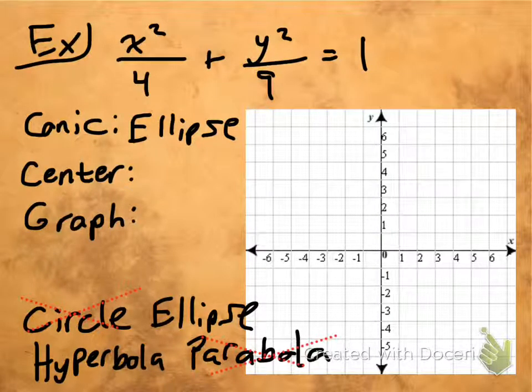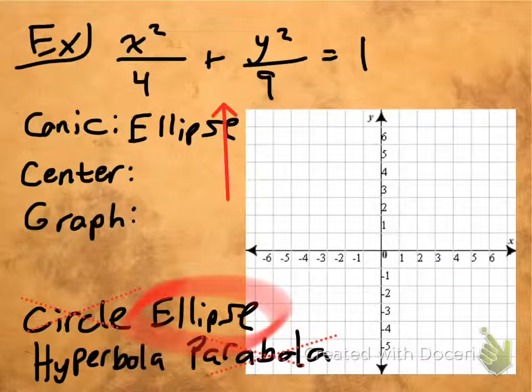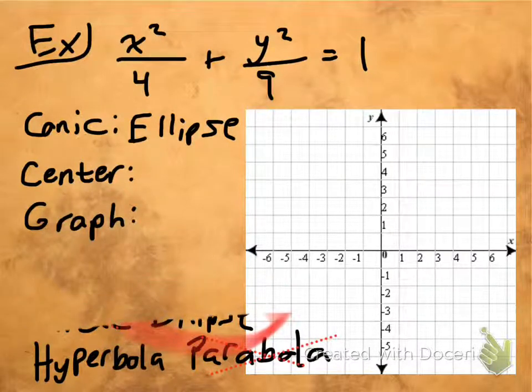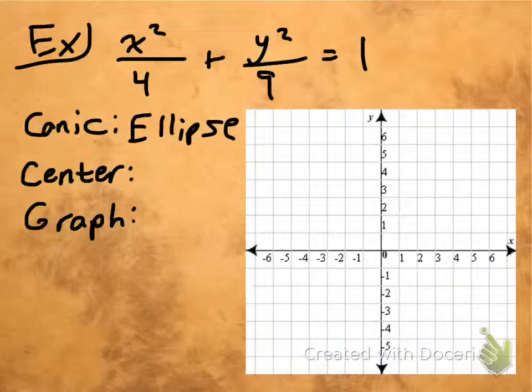Now the big difference between these two is this one has a plus symbol, and when it has a plus symbol, it's going to be an ellipse. If it had a minus symbol right here, then it would be a hyperbola, right? So that's the connection there to piece that together. Oftentimes in a book or worksheet, they won't even tell you what type it is. You have to identify what type it is. So, do a little thought there. So we know it's an ellipse.